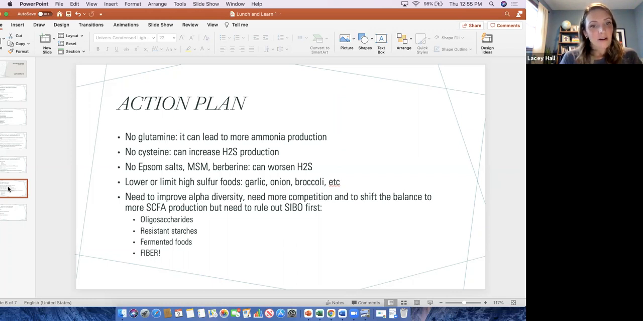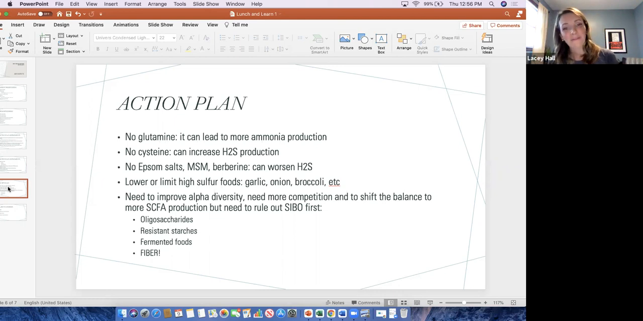No cysteine either, because this can increase hydrogen sulfide production. So many of us are taking N-acetylcysteine, especially as a preventative COVID protocol. Again, knowing what you're dealing with. Let's be personalized. Epsom salts, MSM, berberine also can play a role in worsening hydrogen sulfide production. And then diet.